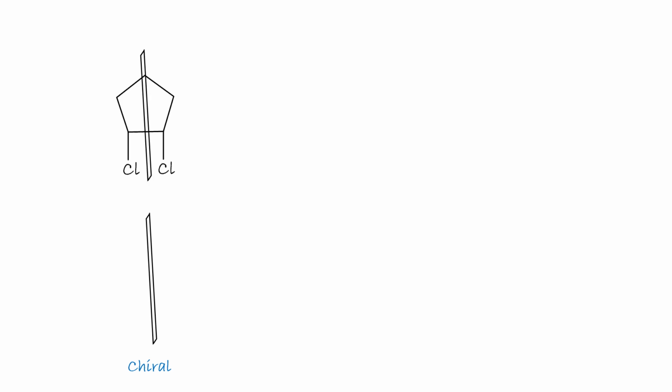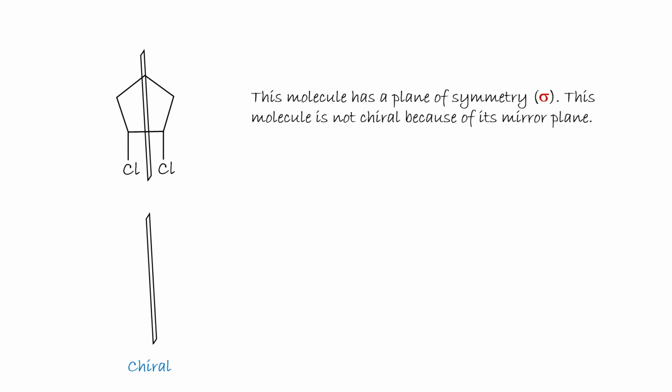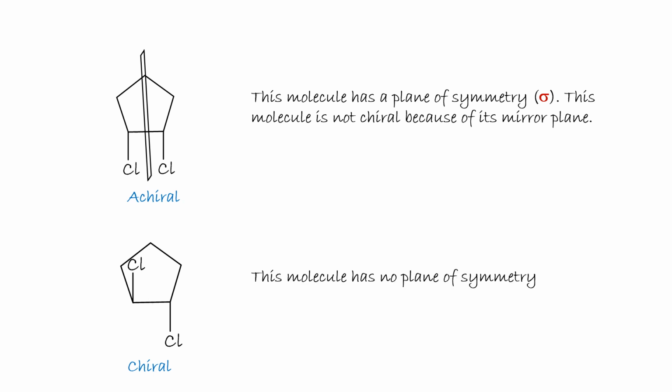This molecule, cis-1,2-dichlorocyclopentane, has a plane of symmetry. This molecule is not chiral because of its mirror plane, an achiral molecule. But if we look at the trans, the trans has no plane of symmetry. This molecule has no plane of symmetry, and it is a chiral molecule.